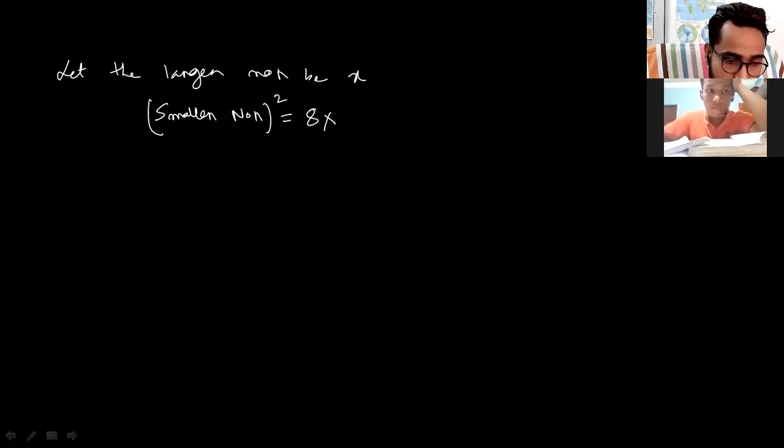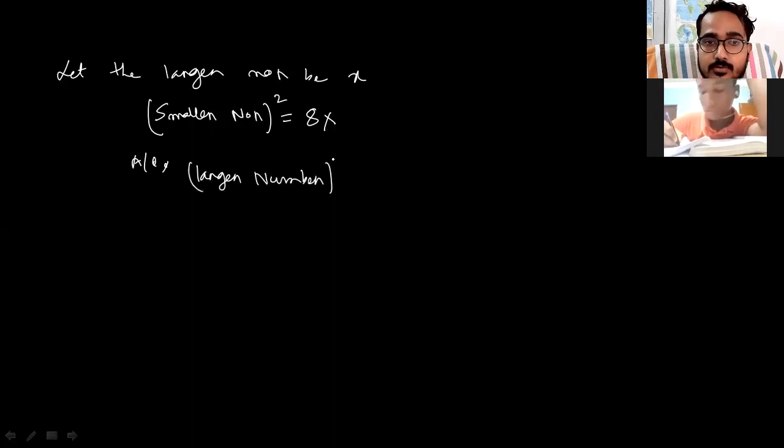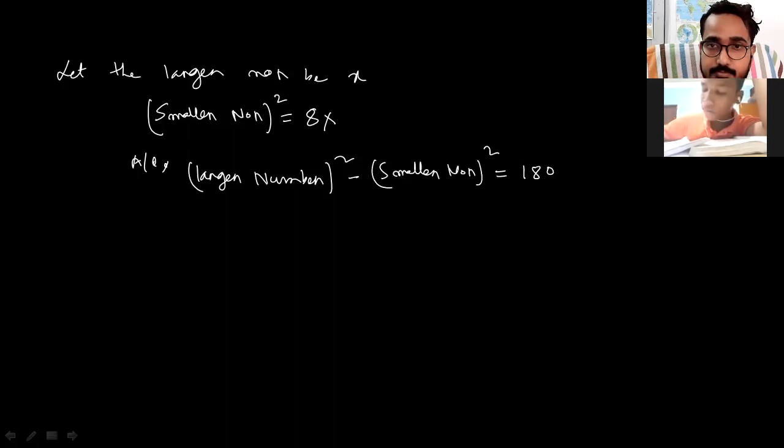Now see, the difference of the squares of the two numbers is 180. That means the larger number square and the smaller number square, the difference is 180. So according to the question, it will be: larger number square minus smaller number square equal to how much? 180.